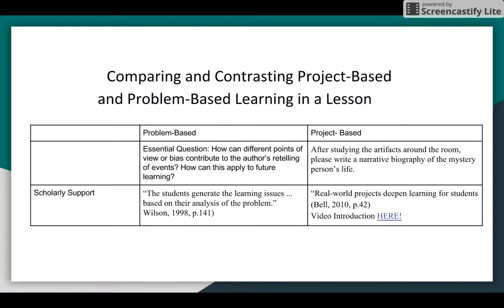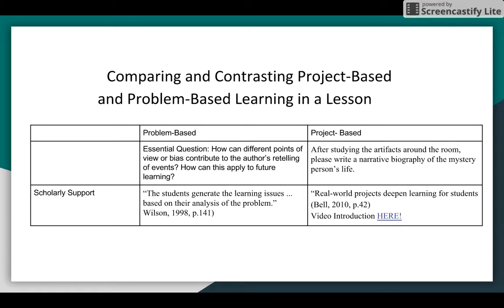Now, taking the same idea but switching the approach would be problem-based. Instead of giving the final outcome, what you're actually doing is giving a real-world question that cannot be answered with, okay, like the project-based, who is the missing person? It's Mrs. Kelly. Where this one, you're actually saying, okay, well, how can different points of view or bias contribute to the author's retelling of events, and how can this apply to future learning?